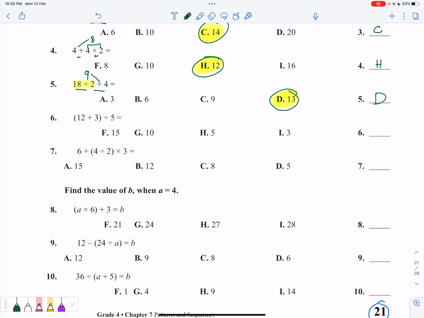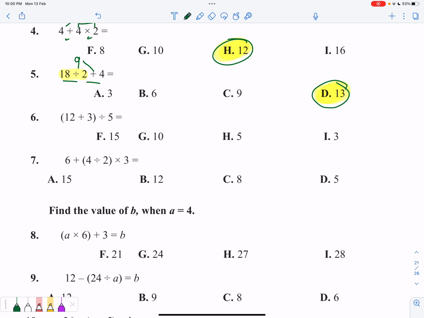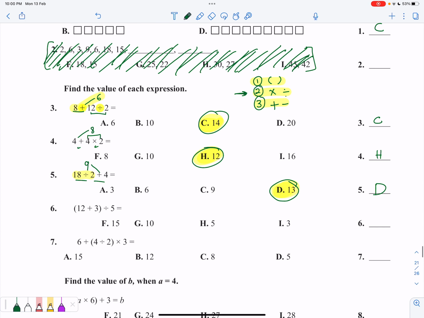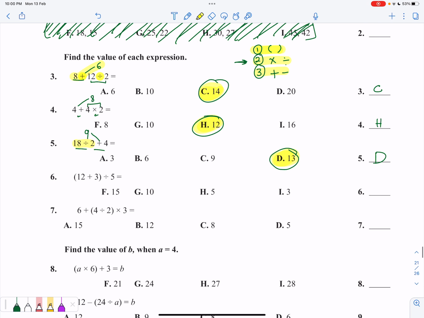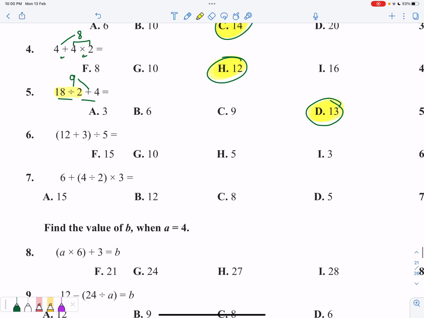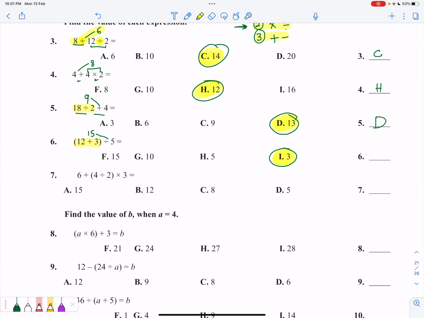After that, we have 12 plus 3 inside of the parentheses, divided by 5. So of course, according to the order of operations, we should do what we have in the parentheses first. So I should start with the 12 plus 3 because it is inside of the parentheses. So 12 plus 3 of course equals 15. Then 15 divided by 5 equals 3. Excellent. So 3 is the correct answer.